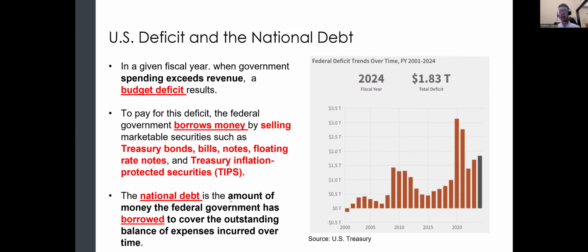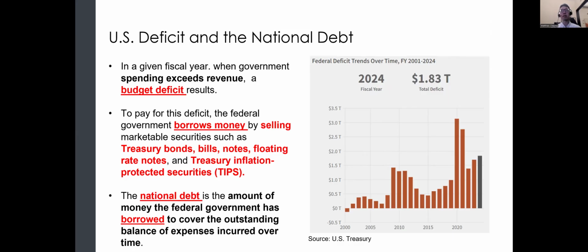The national debt is the amount of money the federal government has borrowed to cover the outstanding balance of expenses incurred over time. So what this means is that if you look at the right-hand side of the graph, for the fiscal year, we have a current deficit of $1.83 trillion. But if you look at all the previous years, from 2000 to 2020, almost every other year, there has been a deficit.